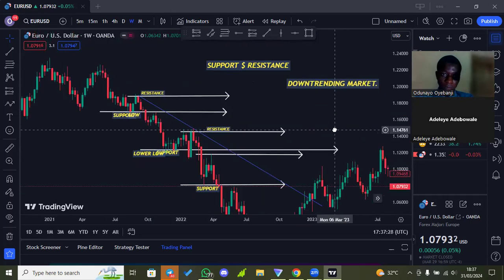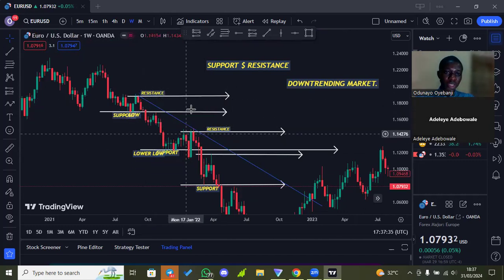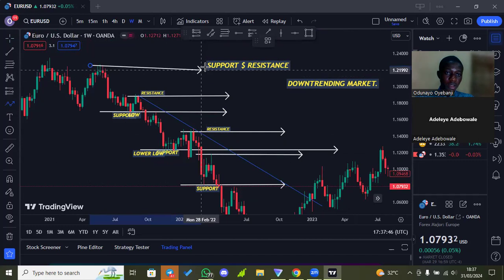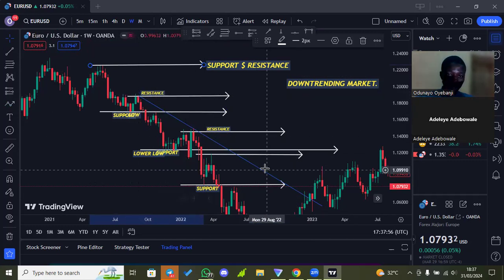Or better still, we can say we connected a lower high to another lower high. Are you with me? So this is a high. This is the first high. You can connect in two ways. Your major key is to find two resistance that you can connect together. That's how you draw a downtrend trend line. Are you with me?